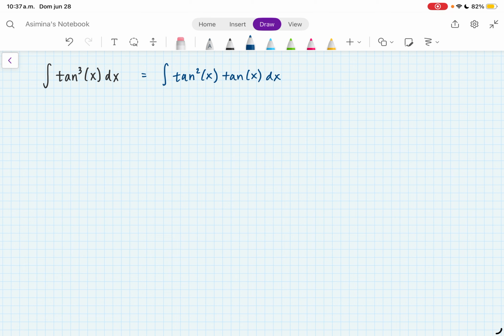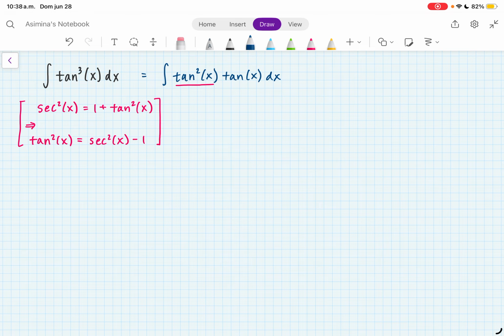Now, what's a trig identity that involves tan? We know secant squared x equals 1 plus tan squared x. So I can write tan squared x equals secant squared x minus 1. So using that, I can do a substitution for tan squared. So I'll put this aside.